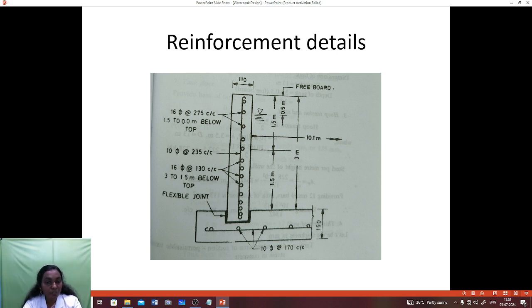And we need to provide freeboard. The water is not stored to the full height of 3 meter. We must provide 0.5 meter for freeboard. Then the last one is the base slab. We have previously calculated the base slab reinforcement. This is the base slab: we use 10 mm diameter bar at 170 center to center. Okay. This is the reinforcement detail of the water tank.